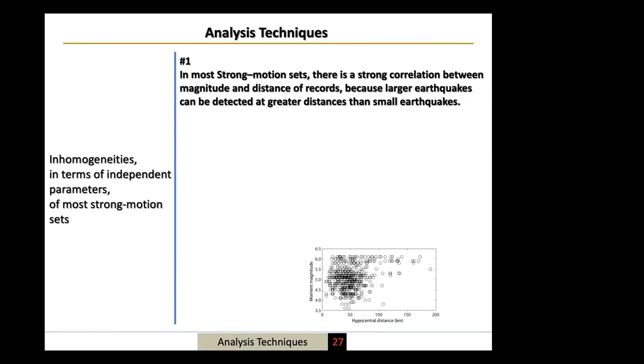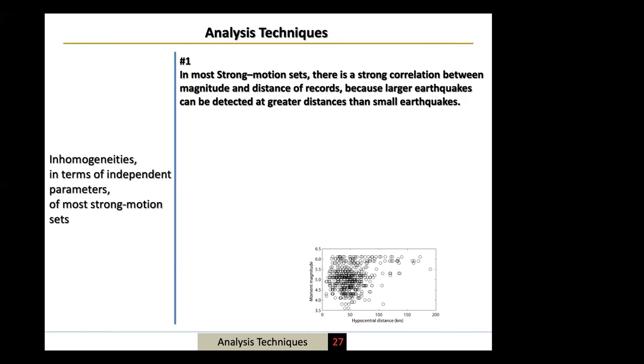The main problem is because of inhomogeneities in terms of independent parameters of most strong motion data sets. The first one is that in most strong motion sets, there is a strong correlation between magnitude and distance of record. This is because large earthquakes can be detected at greater distances than small earthquakes. So here you can see an example of a graph that shows moment magnitude values versus hypocentral distance from the Iranian strong motion data set.